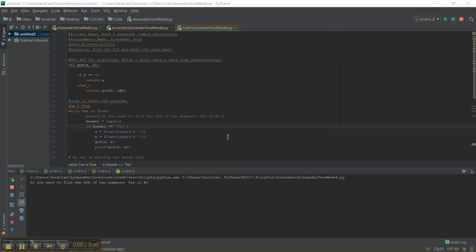And then if the answer equals yes, it would run through and enter inputs for A and B, and then it would run this def right here for A and B with the input from the user, and then it would print it out, and then it would run back again and ask the same question again because con was still true. Else if the answer was no, con would be set to false, exiting the loop, and it would print out, press enter to exit. If the user didn't enter yes or no, it would ask the user to input the correct statement, or please enter yes or no.